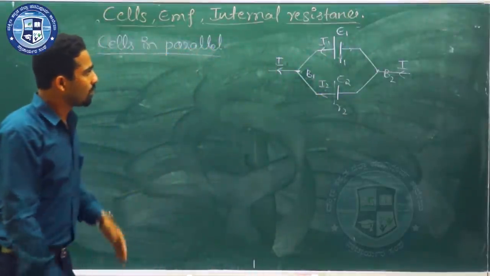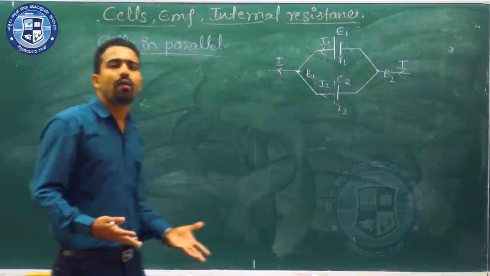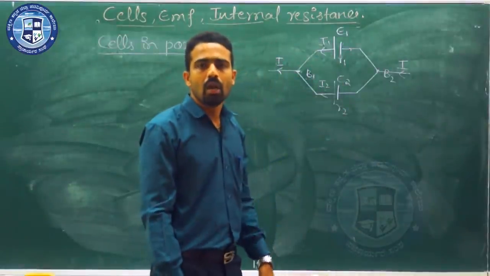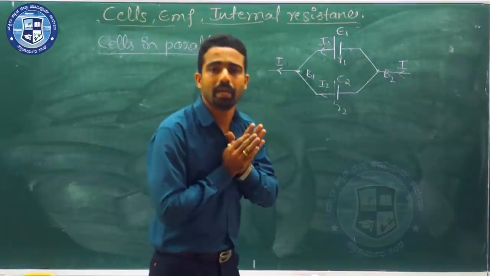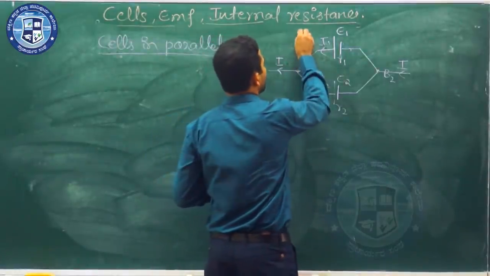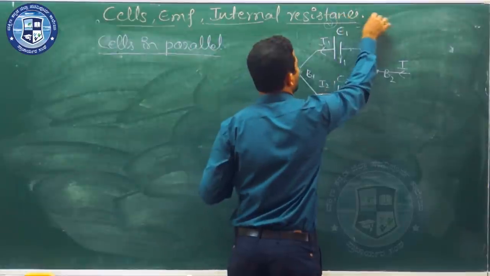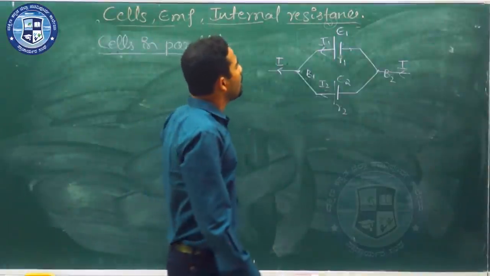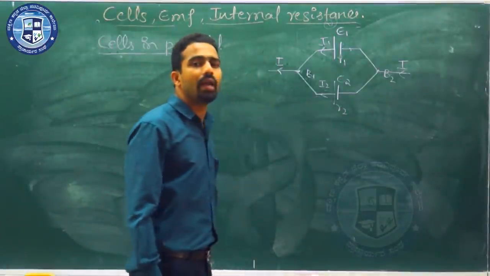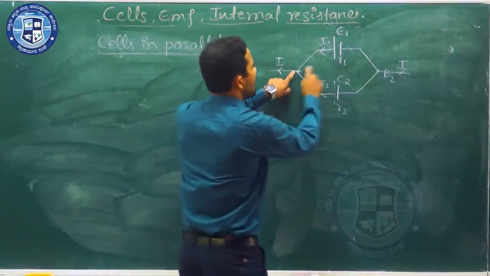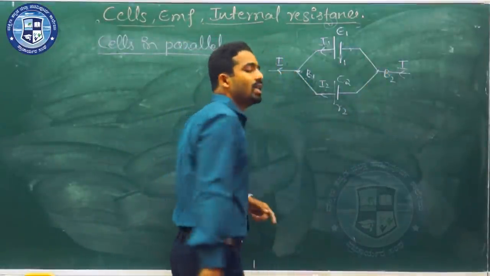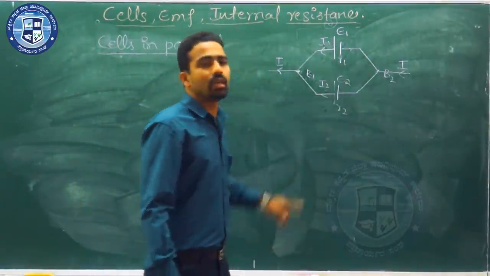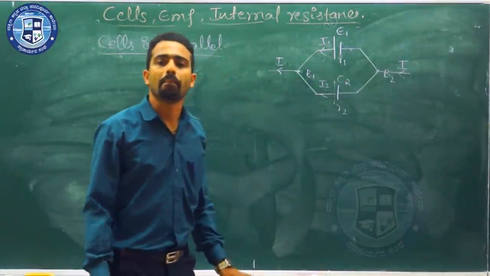Now, there is a case to find out the potential across this cell. We have to find the potential. Where will you keep the two terminals of the voltmeter? You have to connect the voltmeter here and here. If you want to find the potential across the second cell, again you have to keep it at the same points. That is why the potential across both the cells through these points will be the same.